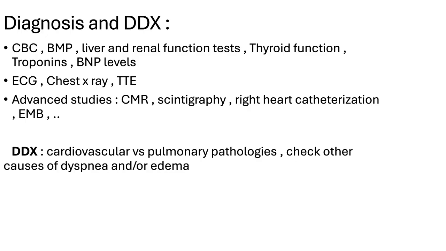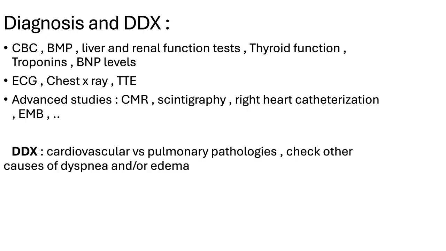Some other advanced studies that can be used are cardiac MRI, which is mainly used for checking the extent, for example, of fibrosis in cardiomyopathies. Scintigraphy can be used as well. Right heart catheterization can be used if we suspect the presence of pulmonary arterial hypertension, and in rare and very specific cases, we may use endomyocardial biopsy.